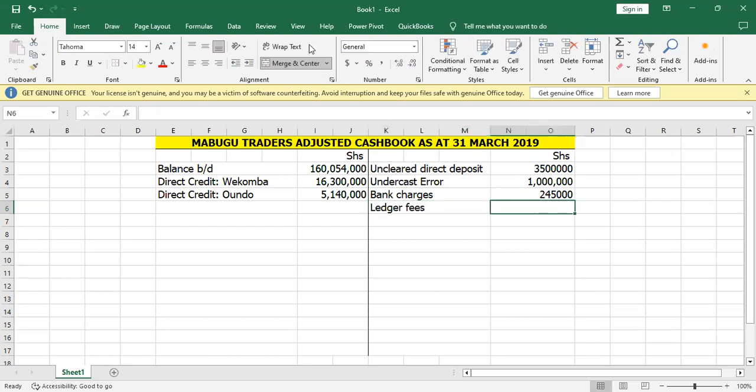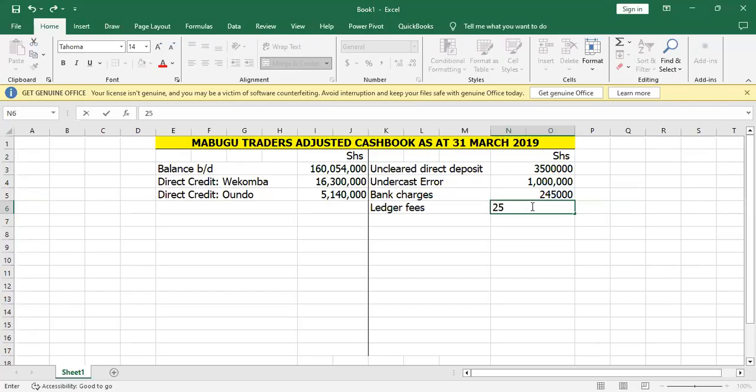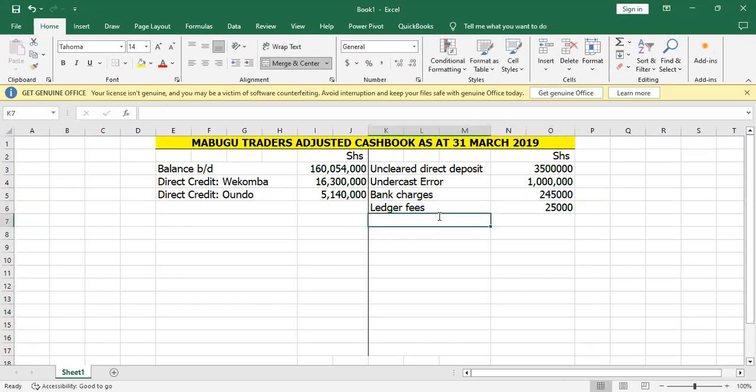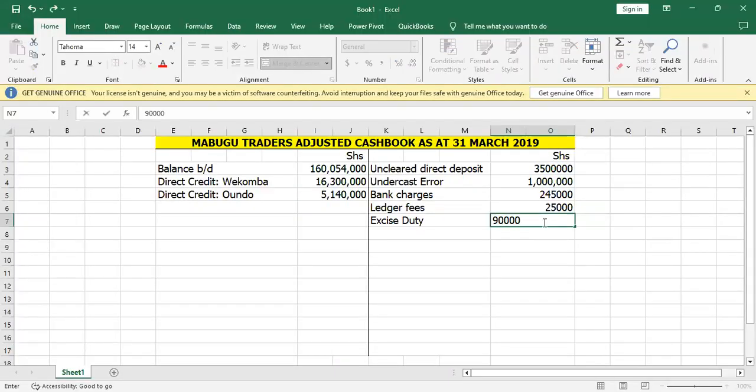Check the question. You have the ledger fees. Ledger fees are how much? Let's check out the ledger fees. Ledger fees 25,000. Then we have the excise duty. How much is the excise duty? That's 90,000. So these are all the debits that were made. So you have to credit your adjusted cash book.